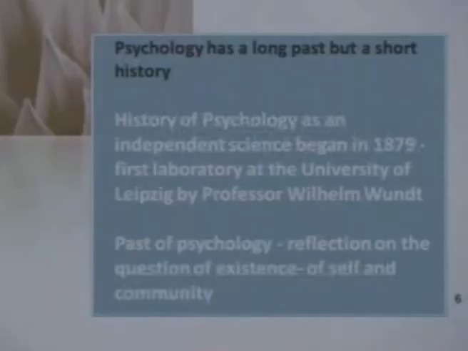When we start with the history of psychology, we say that psychology has a long past but a short history. How is it so? The history of psychology, as we all know, started in 1879, with Wilhelm Wundt's work in the laboratory at the University of Leipzig. But what is the past of psychology that we say is long? The past of psychology begins with the questions of human existence, the existence of communities.